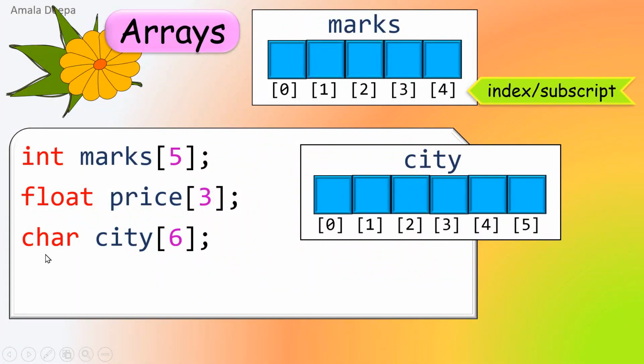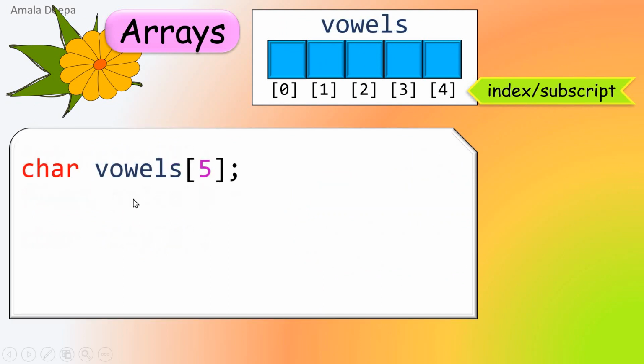And for the array city, since city is a character array, each location occupies 1 byte. So the total number of bytes allocated for this array will be 1 byte into 6 locations, which is equal to 6 bytes. Here I have declared a character array vowels of size 5.